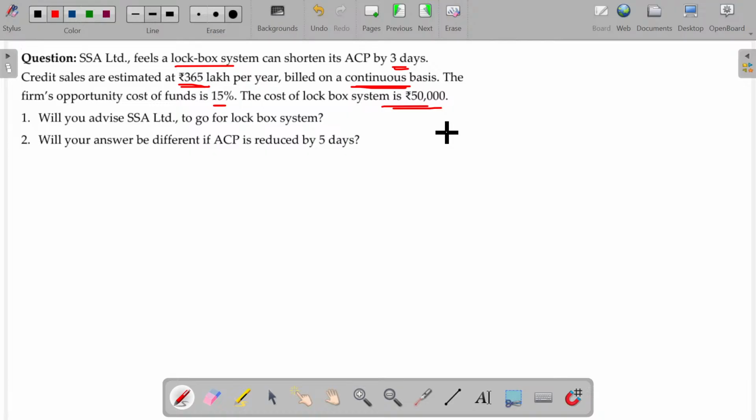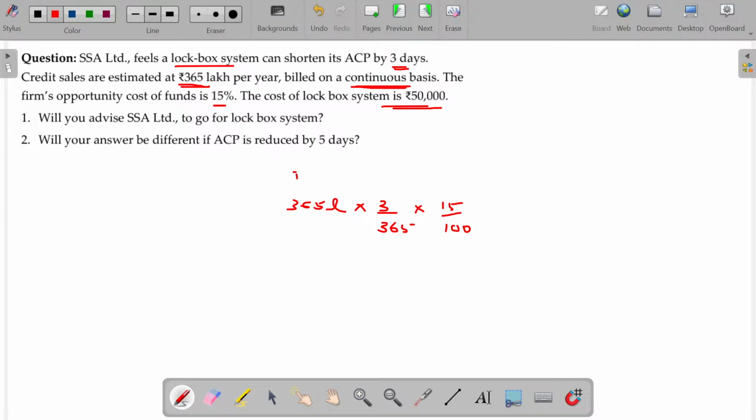Because of having the lockbox system, ACP is reduced by 3 days. So 3 days' collections will be available in your hand ahead. Otherwise, 3 days' collection would be tied up for the entire year. You need not fund for that. So 365 lakhs is the annual sales, 3 days' sales being 3 lakhs. The entire 3 lakhs you now receive in advance. For that, the interest rate applicable is 15%.